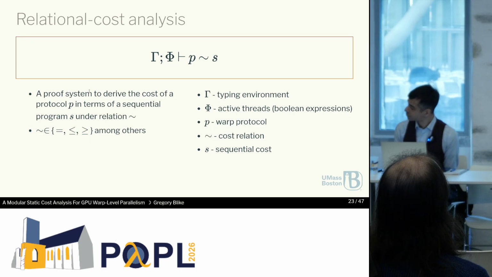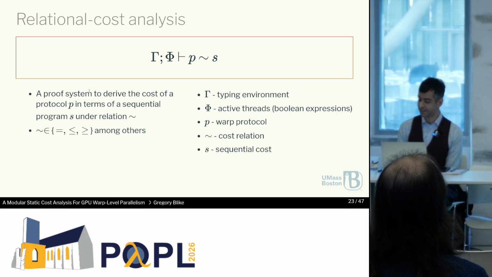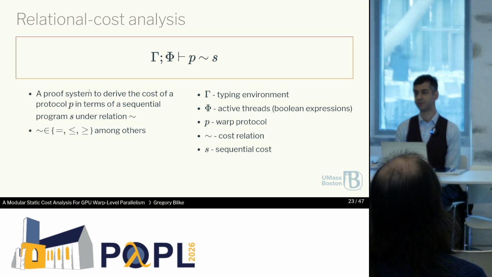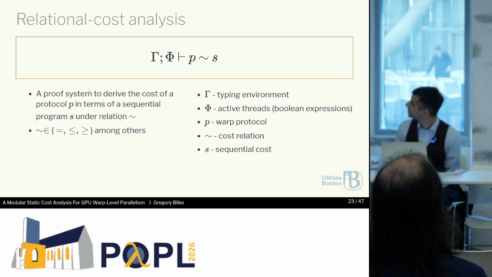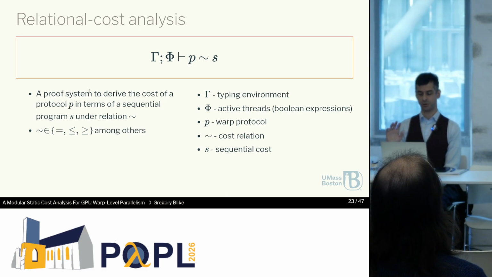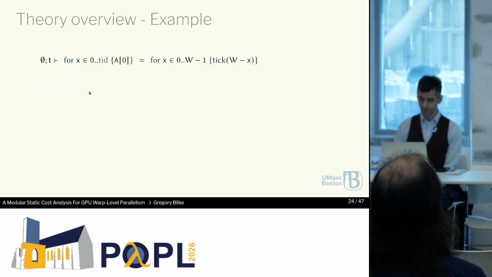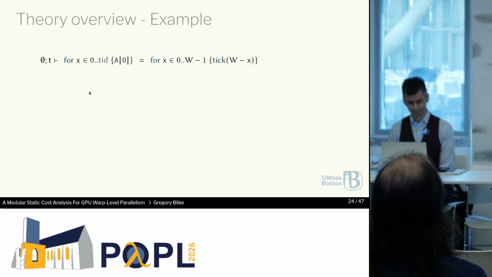Here, for our expression, we have gamma as our usual typing environment. Phi is a vector of Boolean expressions, which represents the active threads. P is our concurrent warp protocol, tilde is our parametric cost relation, and S is the sequential cost program. And that cost relation, equality, greater than, less than, allows us to bound the relationship between the two costs. So let's go through an example.